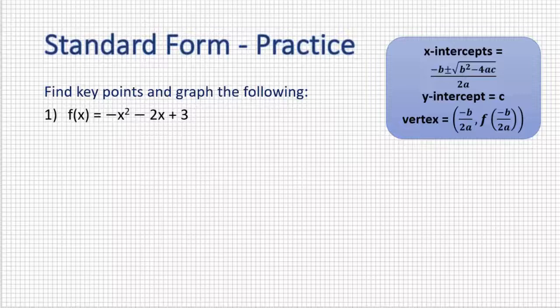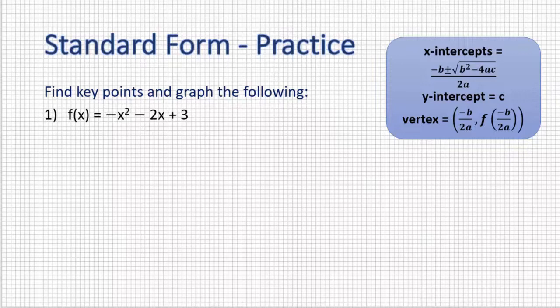Look at two equations, both given in standard form. Here's our first one. F of x is equal to negative x squared minus 2x plus 3. We'll find all the key points and graph it. The key points, of course, are the vertex, the y-intercept, and the x-intercepts.